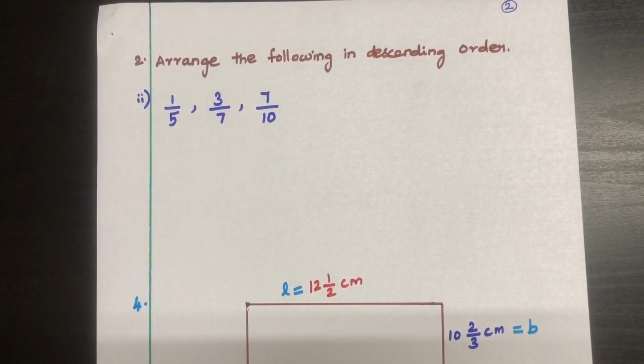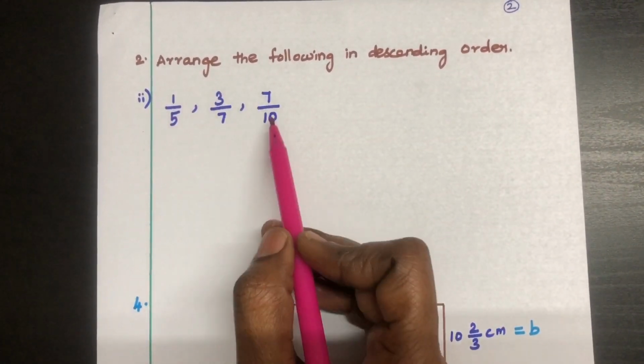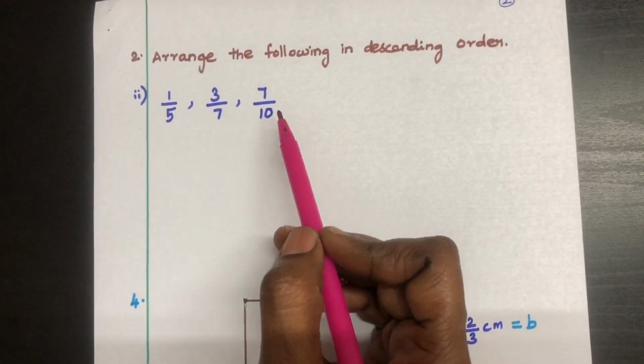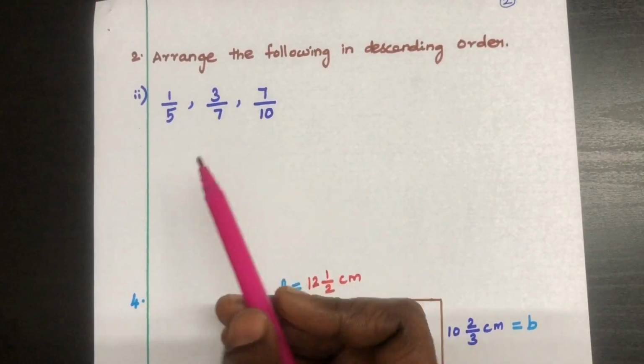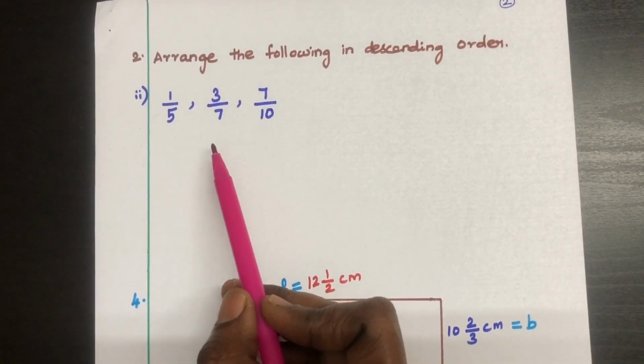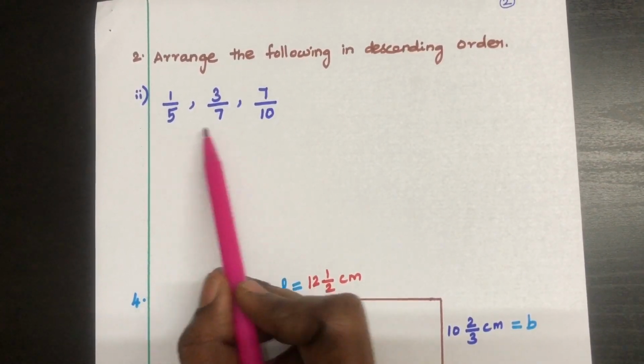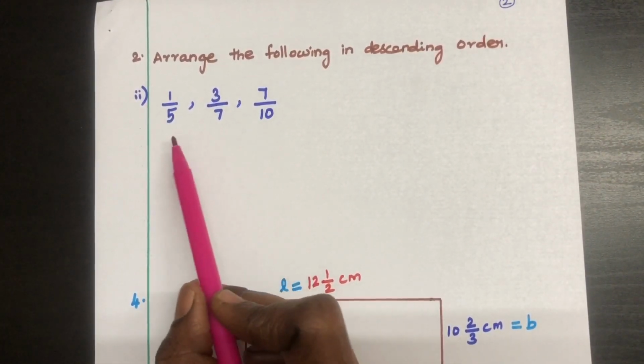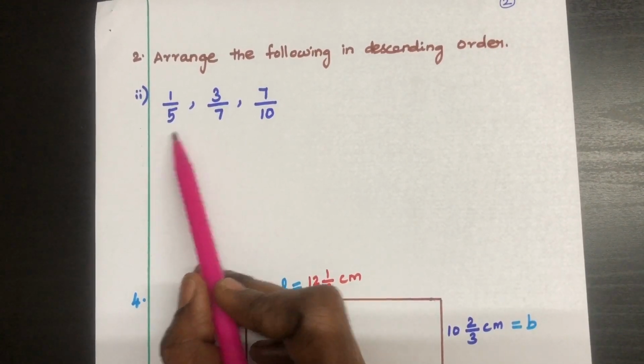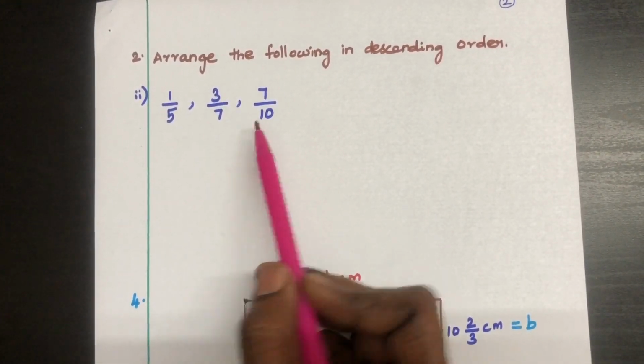Arrange the following in descending order. These are all fractions, but they are all different types of fractions. If you are going to compare, then we need to make them like fractions. For like fractions, we should have the same denominators. For that, what do we need to do to make these all the same denominator fractions?